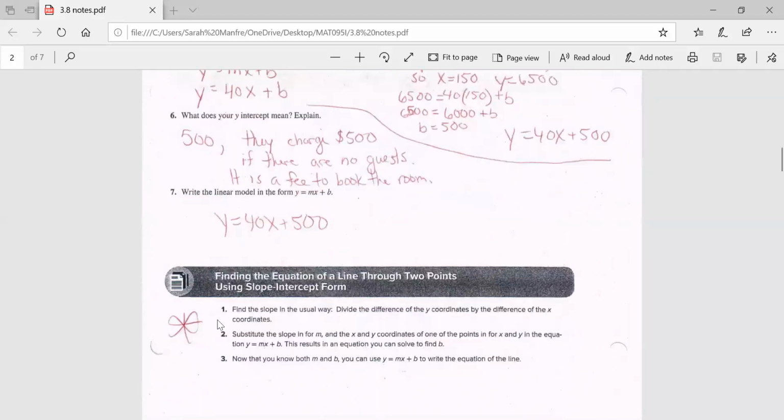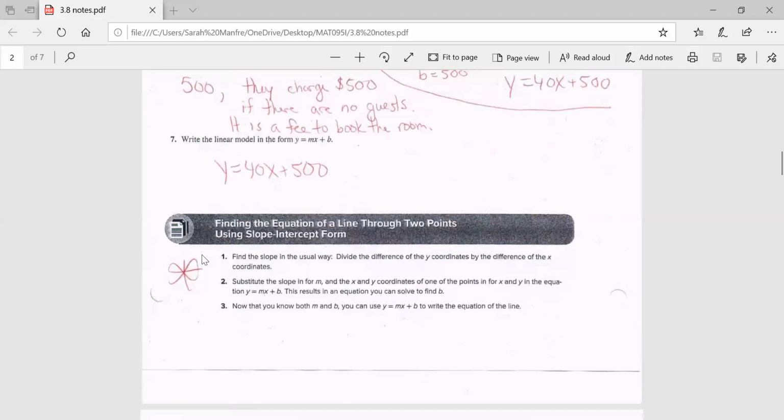All right, so the steps that I just took to do all this work in question number 5 are outlined here. It says find the slope the usual way. We just did that. Step 2, substitute the slope for m and the x and y coordinates of one of the points into y equals mx plus b. Make sure you highlight it, you only have to choose whichever one you want. And this gives you an equation that you can solve for b. Once you find m and b, you're going to replace them into this equation to find the equation of the line. So these are super important steps. This will help you write the equation of a line if you're given 2 points. And I'm also going to talk about another way to do it in a little bit. So just keep in mind, this is just one way that you can do it.